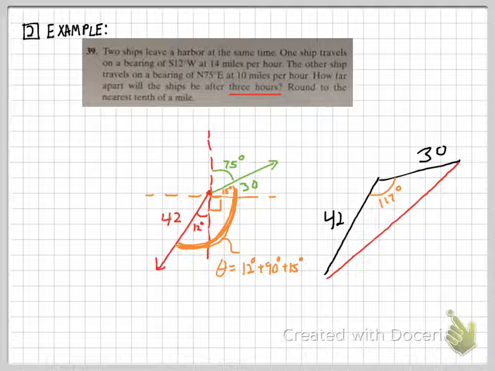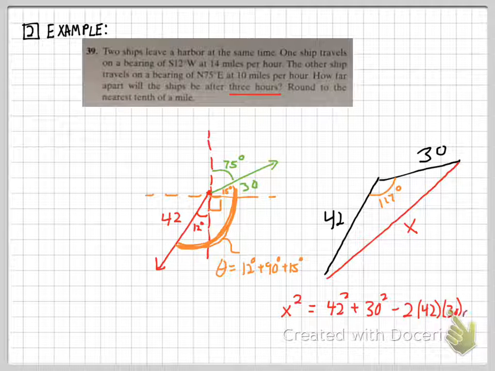Voila, I have a side-angle-side triangle, and I should be able to figure out the length of x, which is the word problem. I'll set it up for you. The rest is calculator stuff, but x squared is going to be 42 squared plus 30 squared minus 2 times 42 times 30 times the cosine of 117.